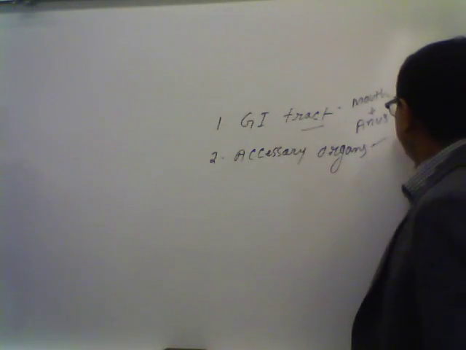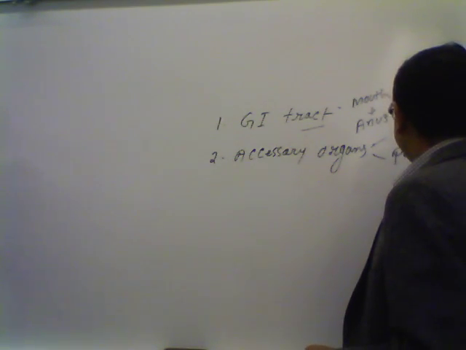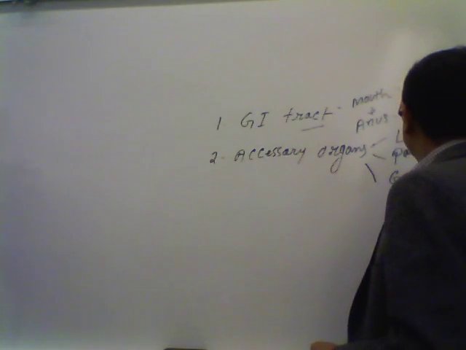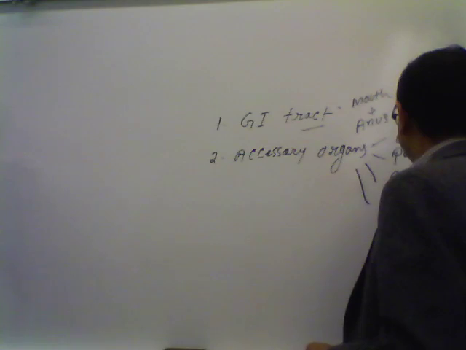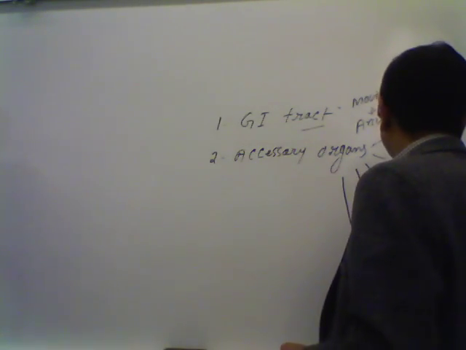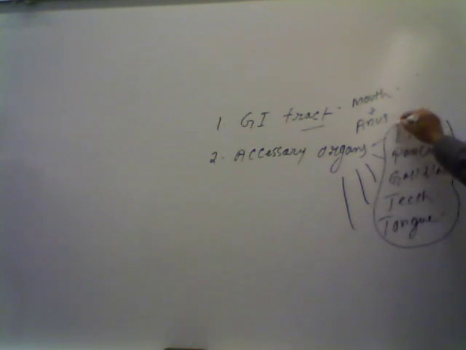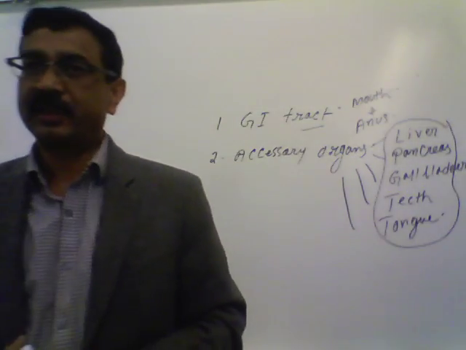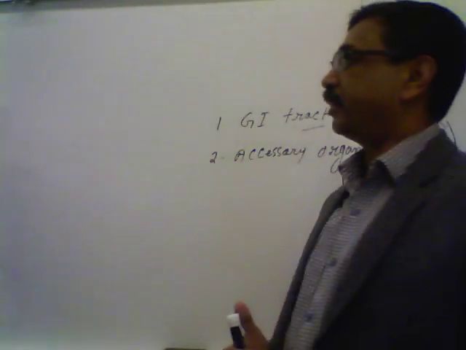Accessory organs include liver, pancreas, gallbladder, teeth, tongue. So those are not the parts of that tube. Those are outside of that tube or gastrointestinal tract, but they help in digestion or digestive functions.